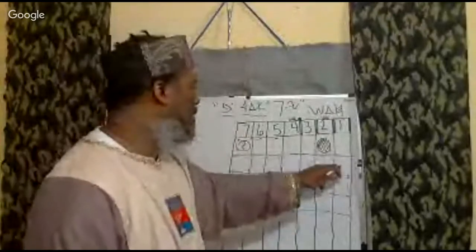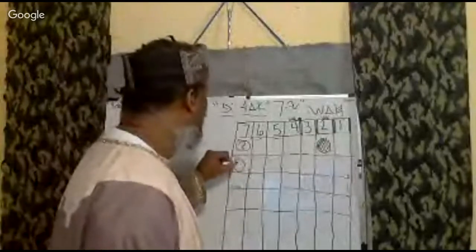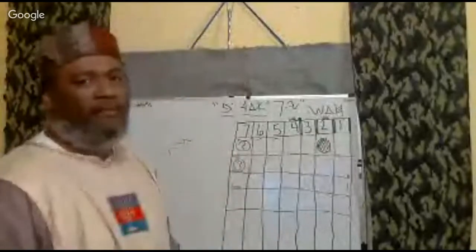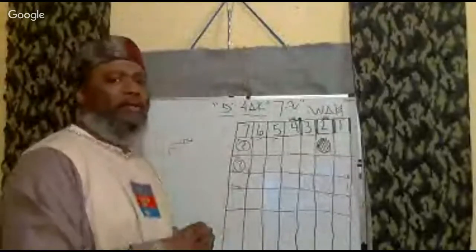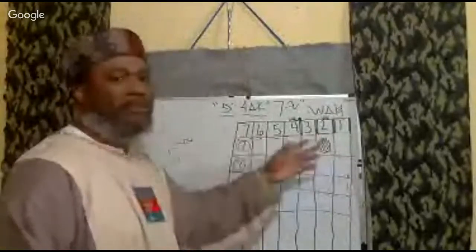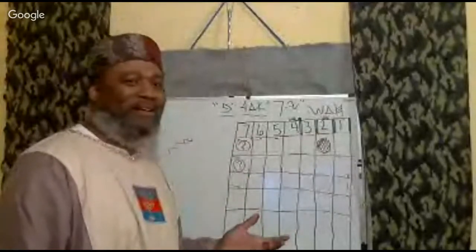Now this is the 1, 2, 3, 4, 5, 6. Now this is going to be the Sabbath day. Come on, man. You can't do that. You're skipping a whole bunch of stuff.